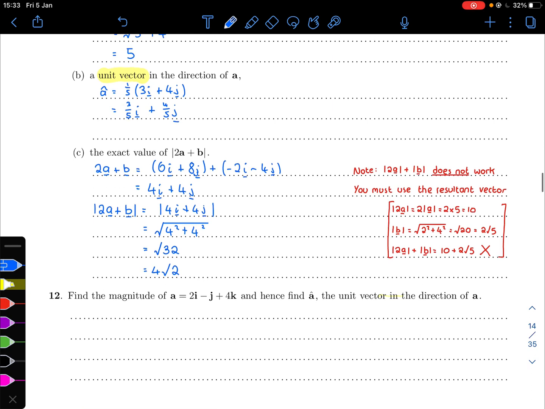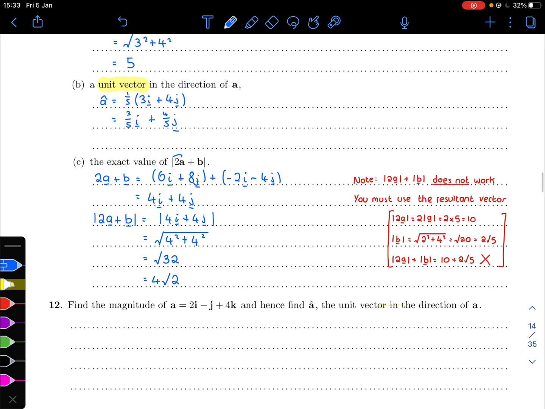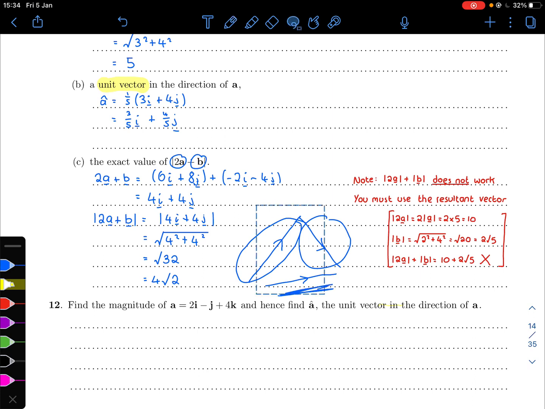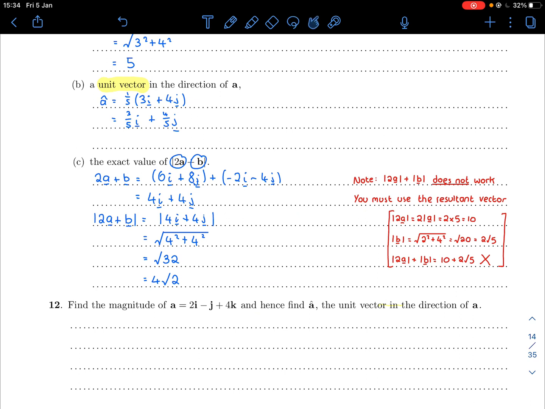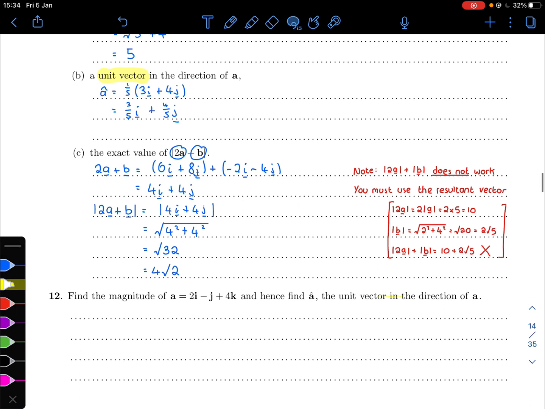And I've just put a note there that you must do what I've just done and find the resultant vector. Finding the magnitude of the two bits separately, so the magnitude of 2a plus the magnitude of b, won't work, because then you're finding the magnitude of this bit, adding the magnitude of this bit. So if 2a goes in that direction, b goes in that direction, we want that length there. But instead, if we split it up, we're finding that length plus that length, which is clearly going to be much bigger than the one we're asked for. So we must be finding magnitudes of resultant vectors.